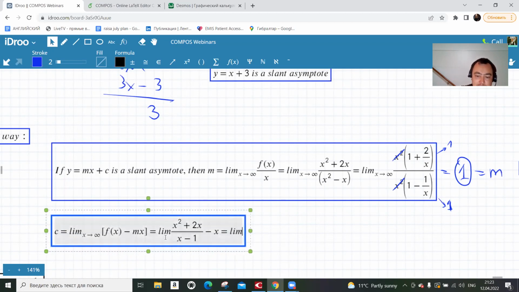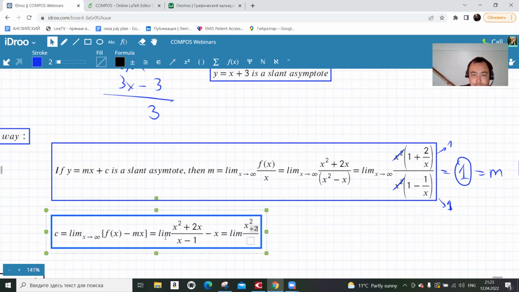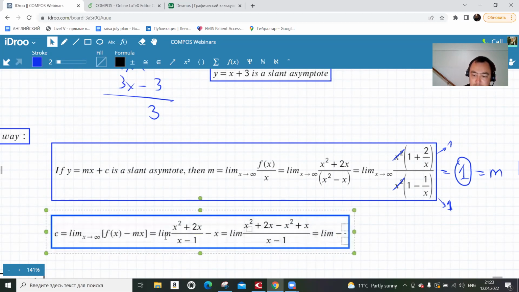So that's equal to the limit of x squared plus 2x minus x squared plus x, divided by x minus 1, and that's equal to the limit of 3x divided by x minus 1. And you do the same thing.